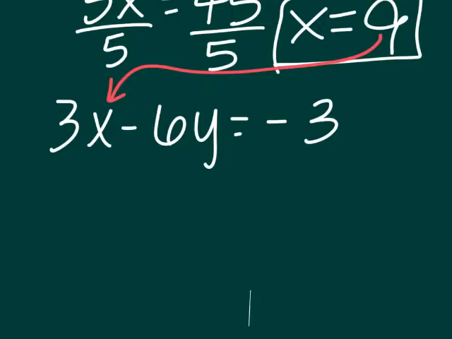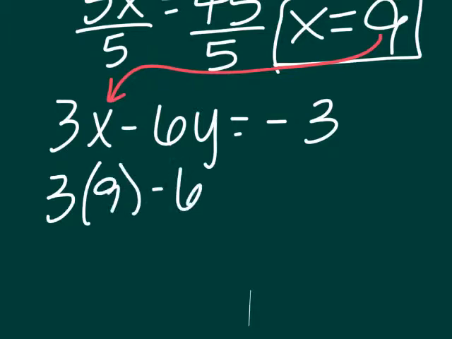Nolan, what am I plugging in for x? 9. Minus 6y equals what? Negative 3. Good. What's 3 times 9, Nolan? 27. Okay.